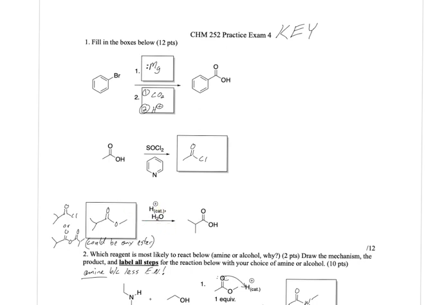So H plus is the catalyst, water is the solvent. You make a carboxylic acid. What could you have made it from? You could have made it from an acid chloride. You could have made it from an ester. You could have made it from an anhydride. And it really could be any type of ester. So any of these answers are possible there.